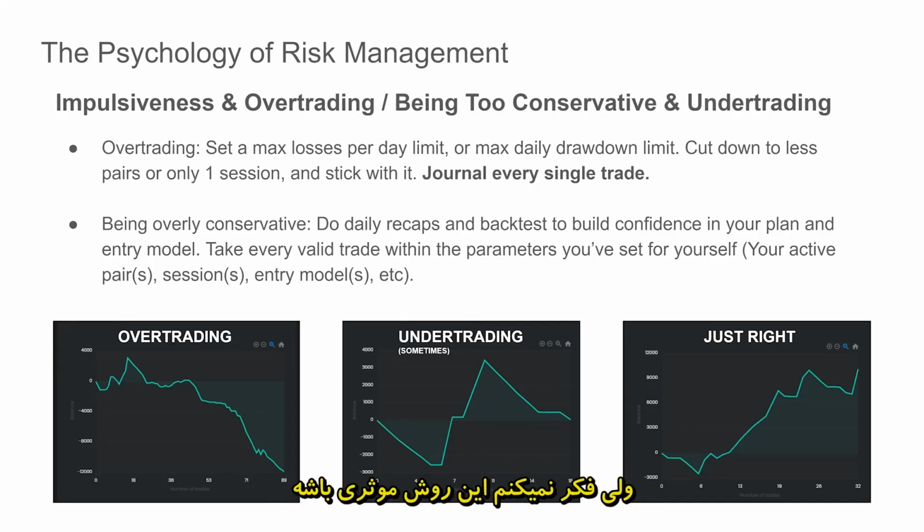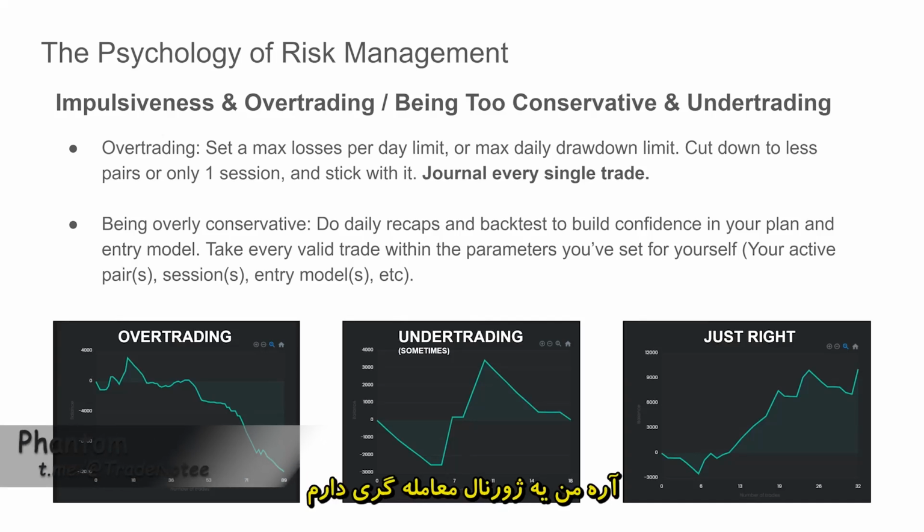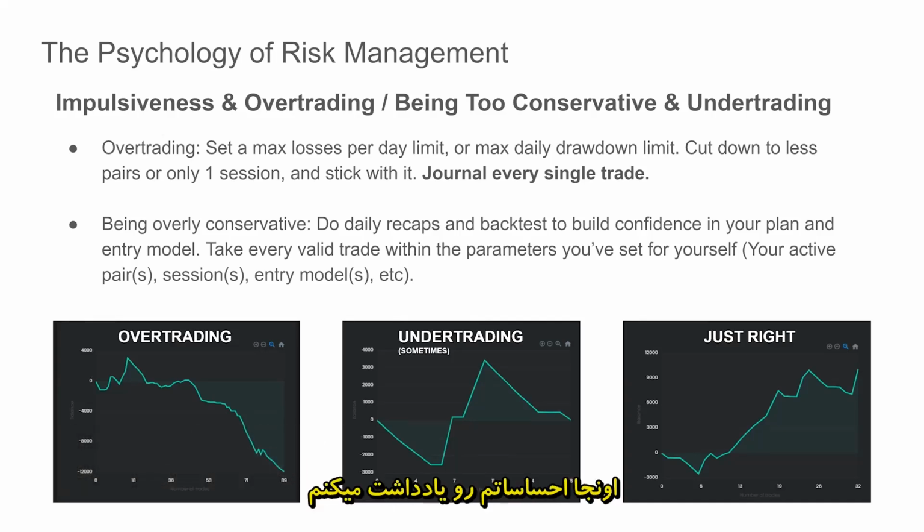I don't think that's an effective way of doing it anyways, but I have a trade journal that's separate from my actual P&L calendar that I literally write my emotions in. Why? So that I can process it better and understand myself better. Trading is a very introspective profession. You really have to understand yourself in order to trade well.